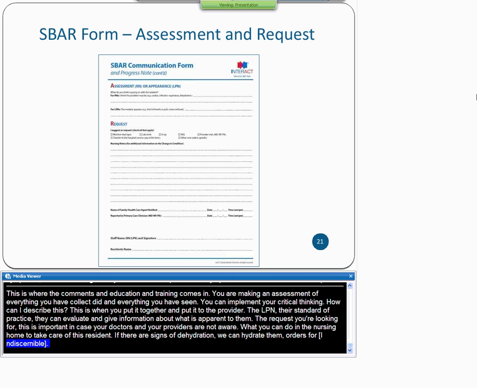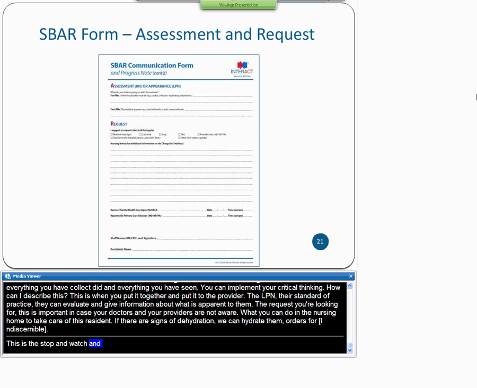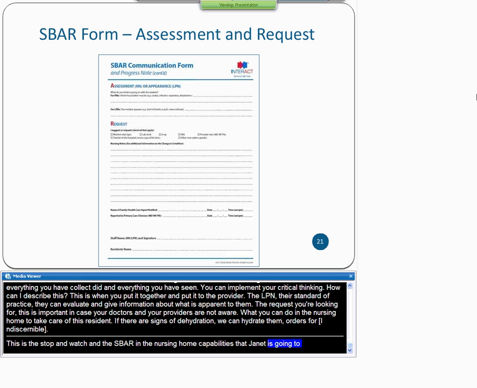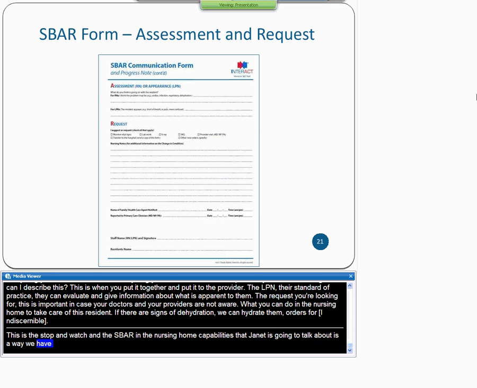So this is the Stop and Watch and the SBAR and the nursing home capabilities that Janet is going to talk about, a way we have had success in rolling out this process. If you try to roll out the whole process at once, you may overwhelm your staff and overwhelm yourself. But you have to start somewhere, and it's to get everybody thinking. Start with the Stop and Watch.